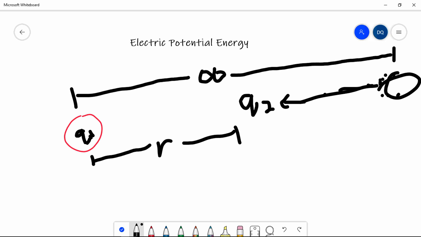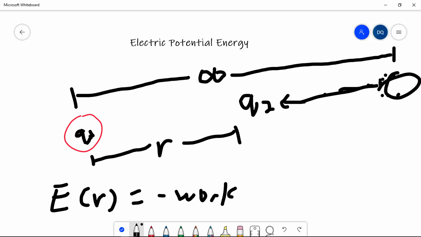So that means the energy at r, the electric energy when we are a distance r, so I'm writing this as a function, that doesn't mean multiply. And that's going to be defined as the negative of the amount of work to bring the charge, sorry, I'm missing the r, to bring it from infinitely far away.